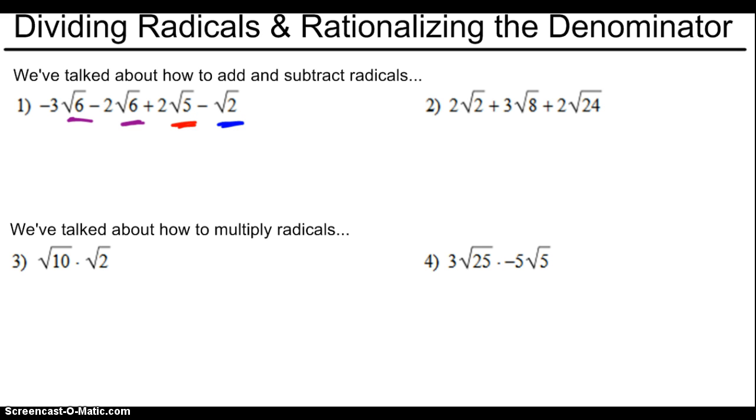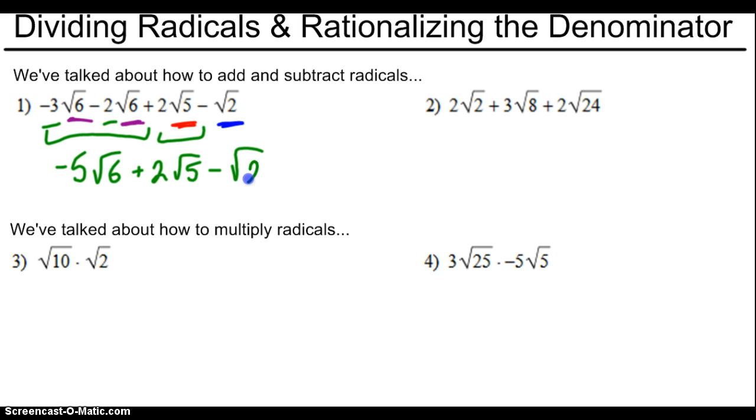And that means that I can only combine these first two terms because they both have radical 6. So negative 3 minus 2, that will give me negative 5 radical 6. I've got a plus 2 radical 5, can't combine that with anything else, and a minus radical 2. And that's all I can do. Remember, I can't combine any of these terms because they don't have any more like numbers under the radical. So I'm done.